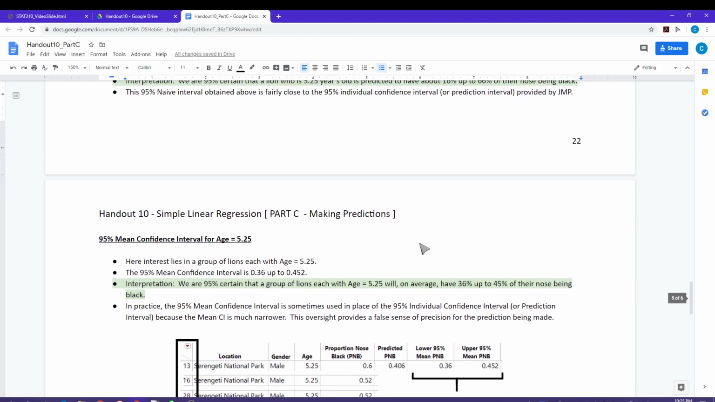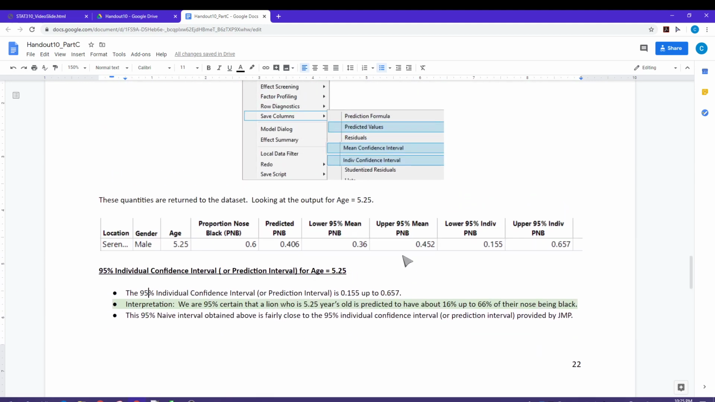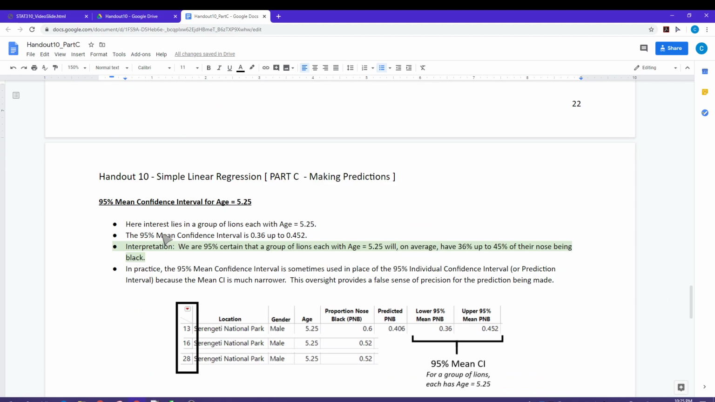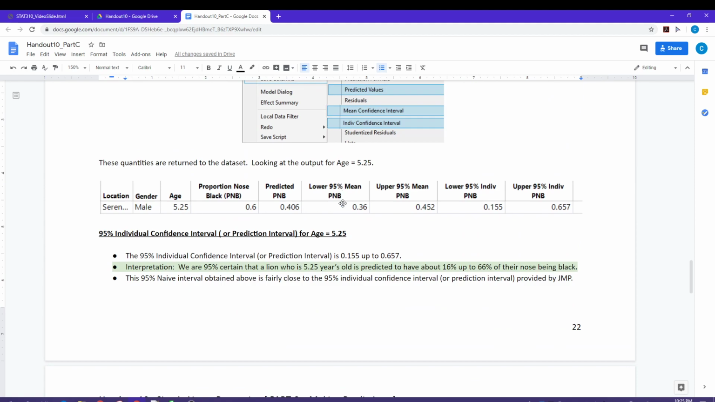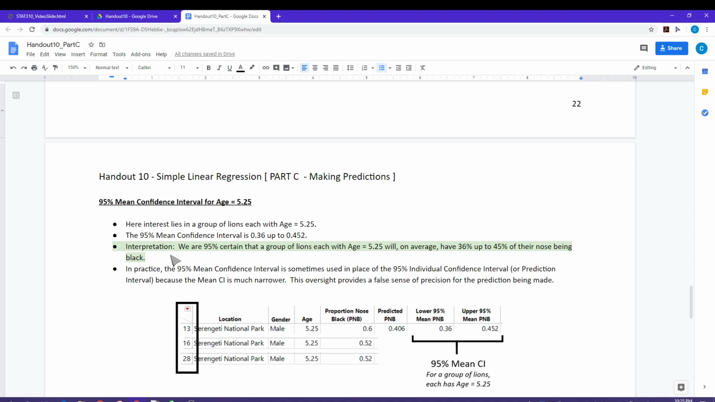Now let's talk about the mean intervals. So let's suppose here that I have a group of lions, each with an age of 5.25. The mean confidence interval is going to go from 0.36 up to 0.452. The interpretation here then is we are 95% certain that a group of lions, each with an age of 5.25, will, on average, have 36% up to 45% of their nose being black.